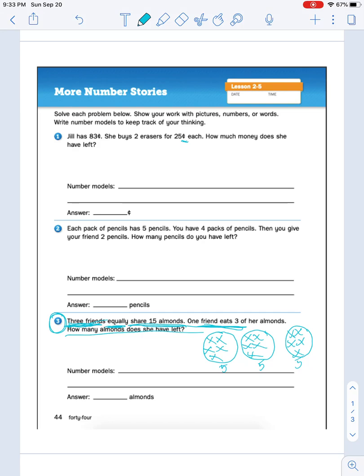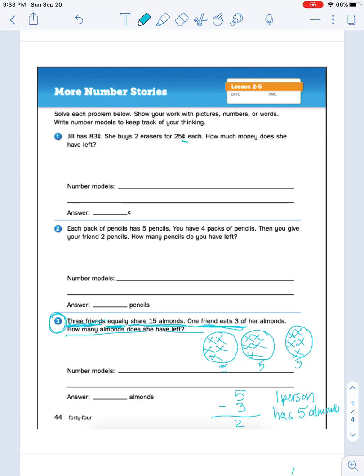And now if I'm just looking at one person, I know that one person has 5 almonds. And it says one of the friends eats 3 of her almonds, and it wants to know how many she'll have left after she eats those 3 almonds. So I can just go ahead and do 5 minus 3 to find that answer. So 5 minus 3 is 2.